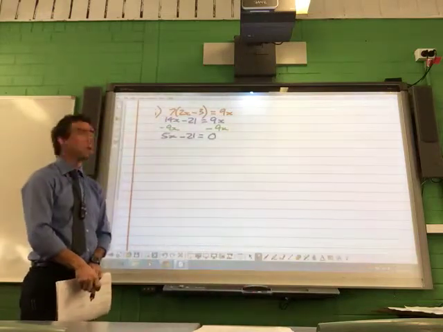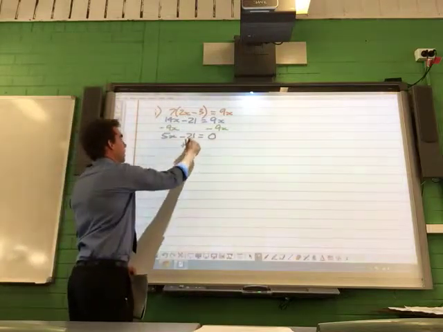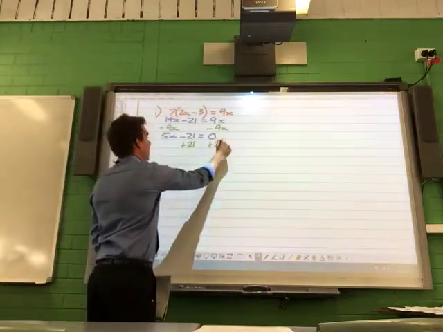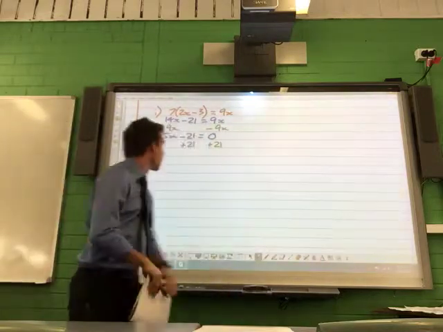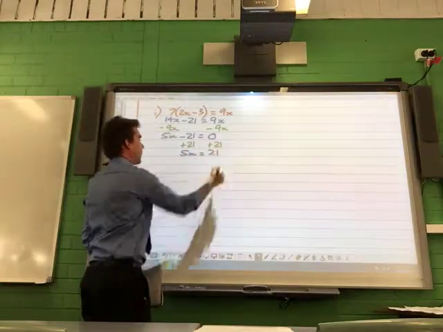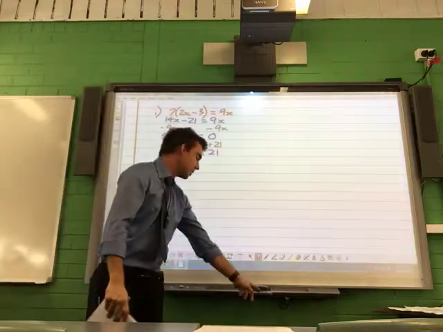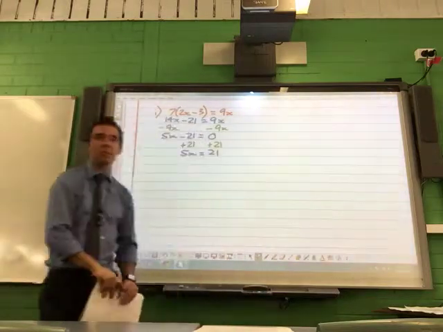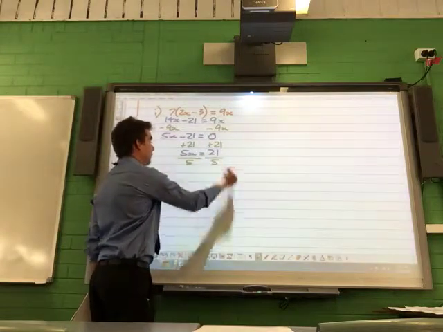Step 2, numerical terms on the left hand side, move over to the right. So plus 21, plus 21. Do the opposite, negative 21 on both sides. So 5x will equal 21, 0 plus 21. Okay, so you won't always get whole number solutions for your variables. Sometimes you will get fractions.